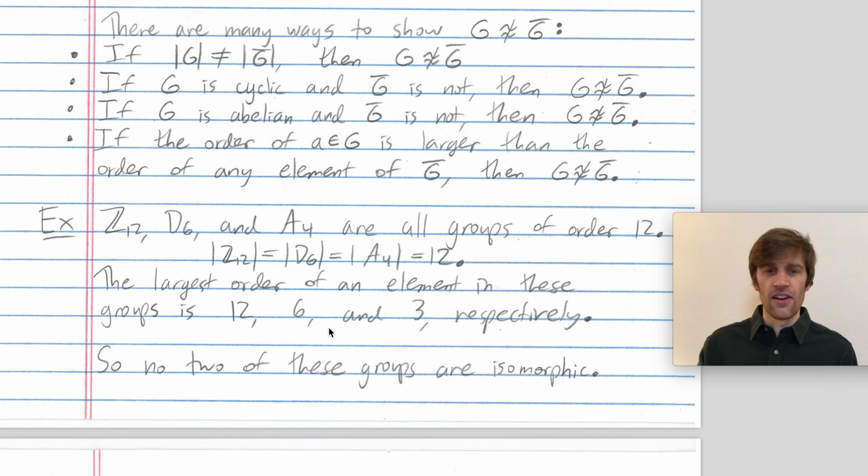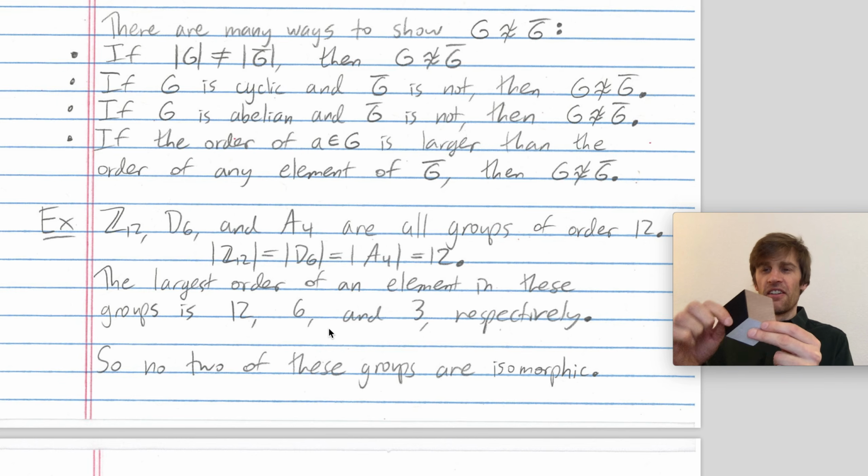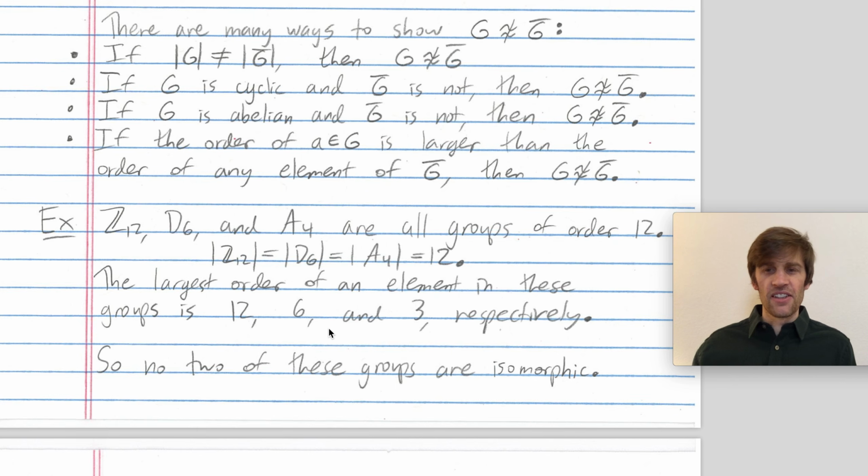In D6, well, all of the reflections have order 2, because if I do a reflection twice, I get back to where I started. But the rotation by 1 step, that's an element of order 6. Okay, black's on top, and I rotate 1, 2, 3, 4, 5, 6 times to get back where I started. So in D6, there are elements of order 6, but no elements have higher order.